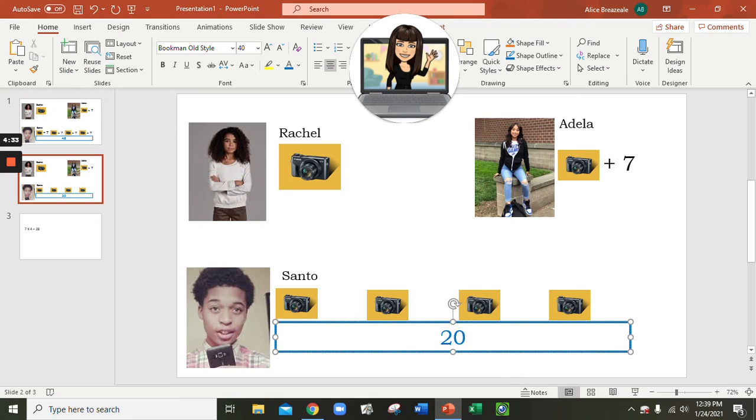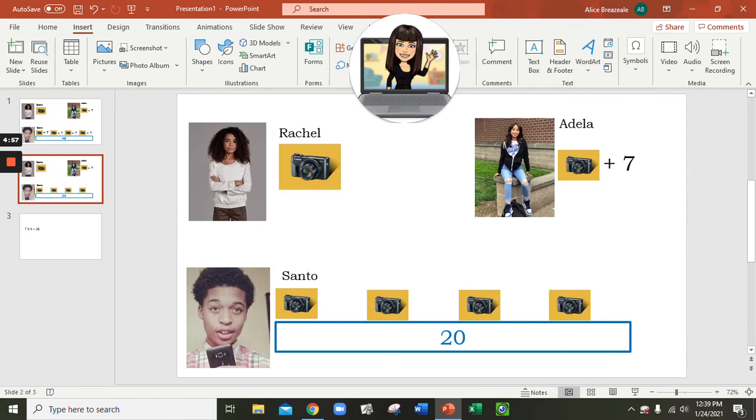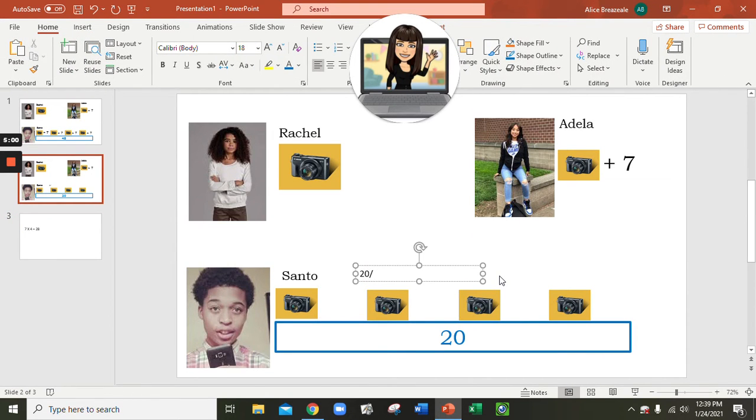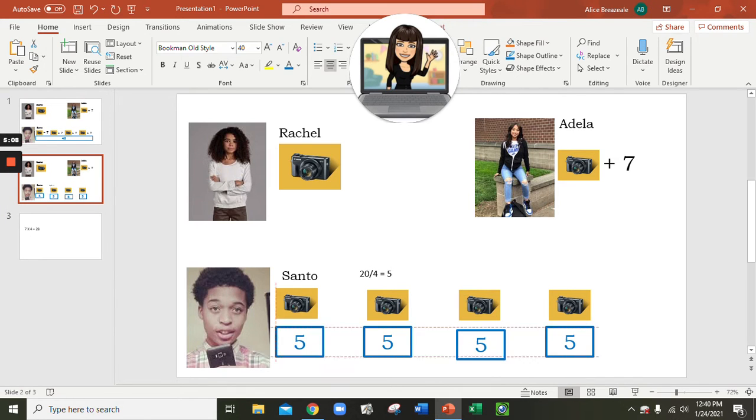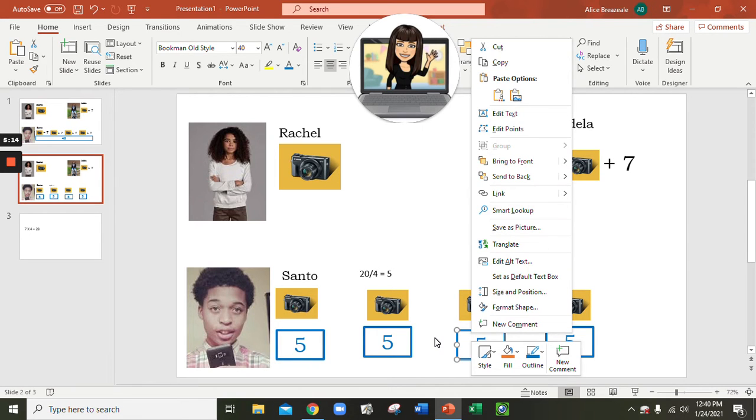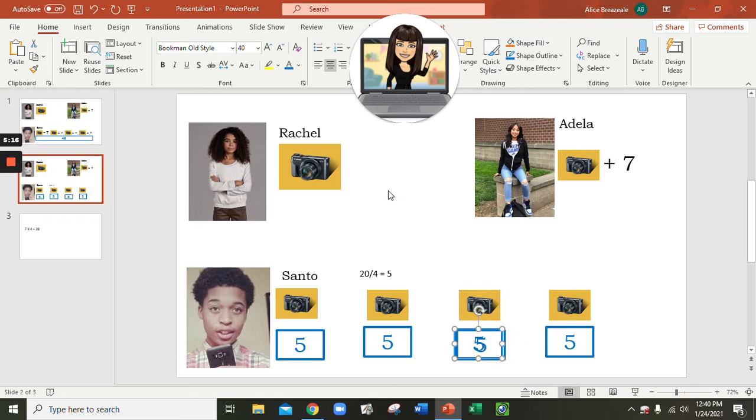So I removed those. Now we see we have 4 groups. And we need to split them. We need to divide these pictures evenly by this. You're going to divide the number you know by the variable. So you just simply think 20 divided by 4. And that equals 5. So if we did our math right, each of these cameras is equal to 5, which means that Rachel took 5 pictures.